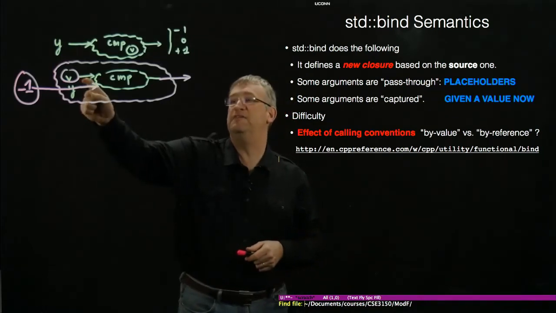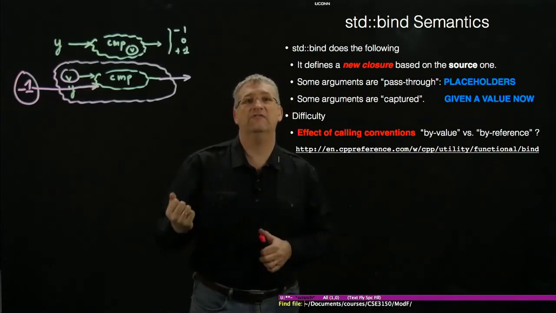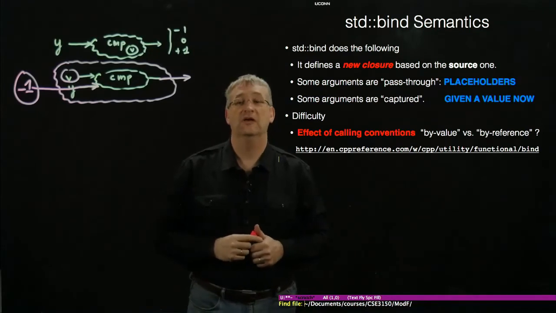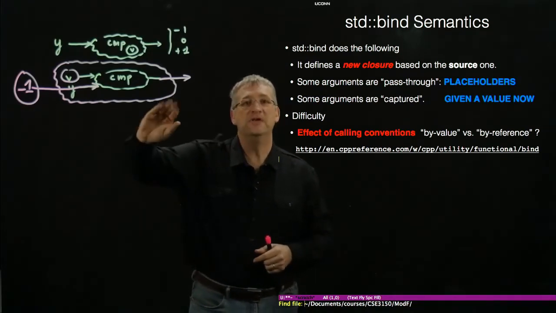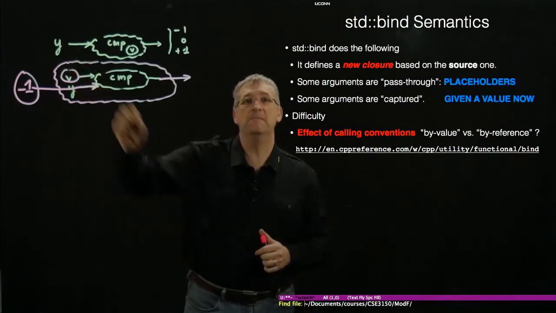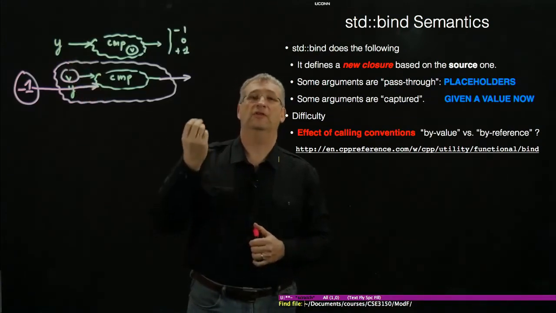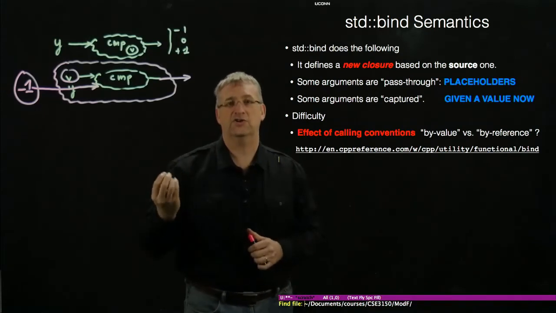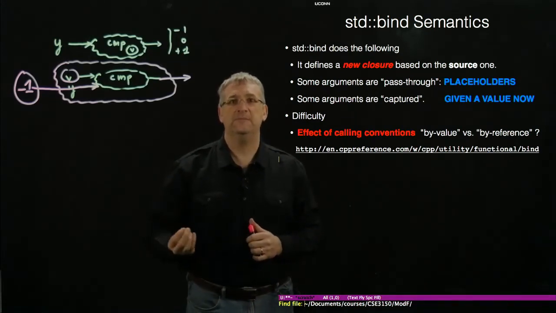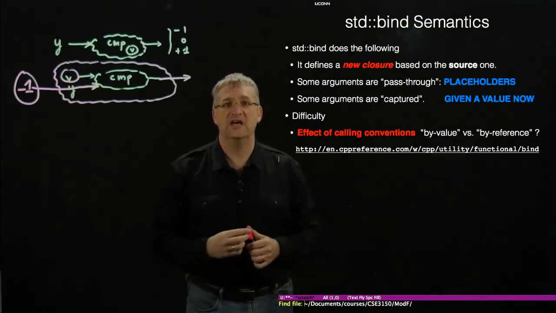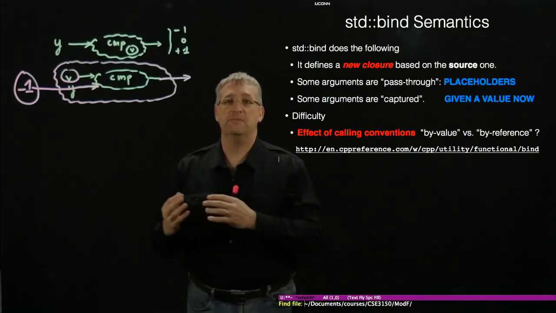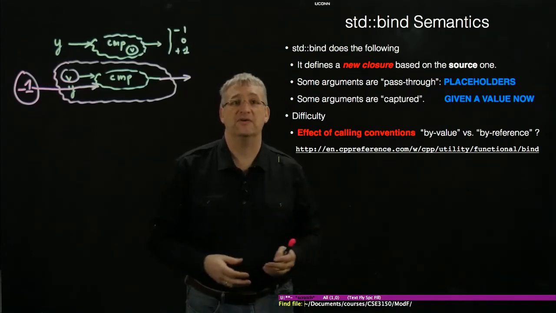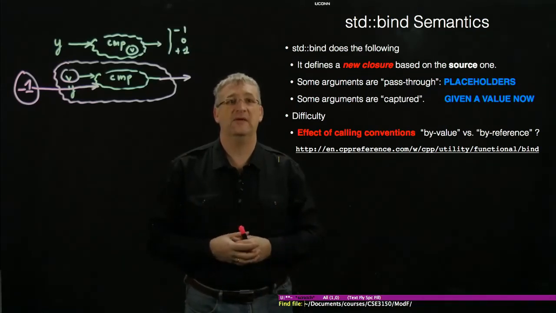That's the case of v. This argument, I gave the value I wanted to associate to it. So that's all there is, really. A new closure with some placeholders for the pass-through and some being bound to a specific value. The difficulty, again, shows up because in C++ we have destructive assignments, and therefore we must be able to distinguish passing by value versus passing by reference. That's something that's fundamentally different.